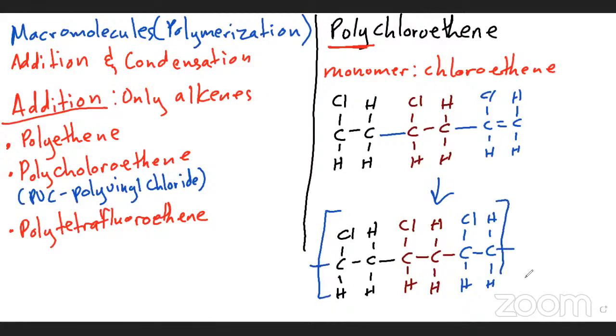We put the square brackets and the N to show that it can continue. So polymers, they are very large molecules. This is just showing a small representation of polychloroethene. There are many additional units, but I'm just using 3 to show it. So we just put an N outside.